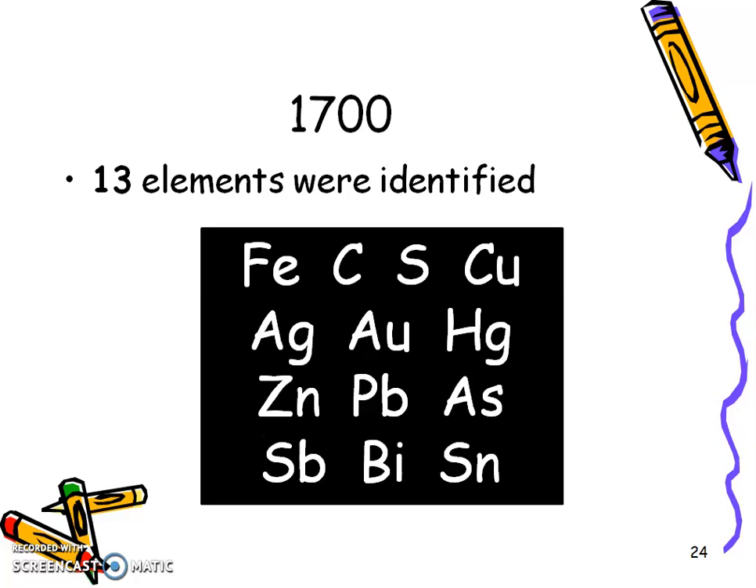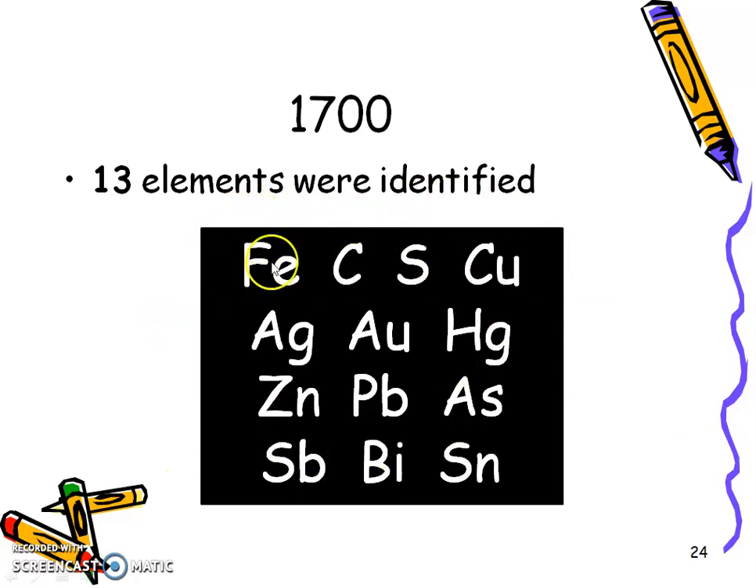So in the 1700s, which you're not going to have to know the time frame, you are going to need to know certain men and what they did. But this is, again, just a little history to give you some background. So in the 1700s, about 13 elements were identified, and here's the list of them.